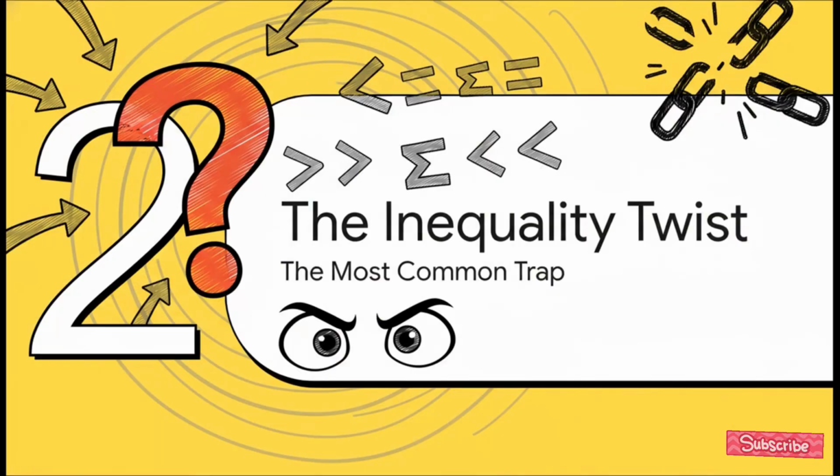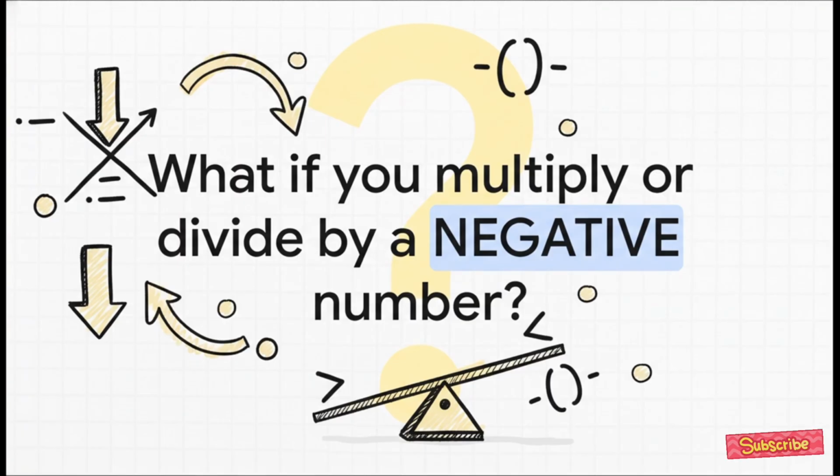But wait, hold on a second. When it comes to inequalities, there is a twist. And I'm not kidding. This is probably the single biggest trap students fall into, so you're going to want to listen up. I'm going to ask you this straight up. Take a second to really think about it. What do you think happens when you multiply or divide both sides of an inequality by a negative number?